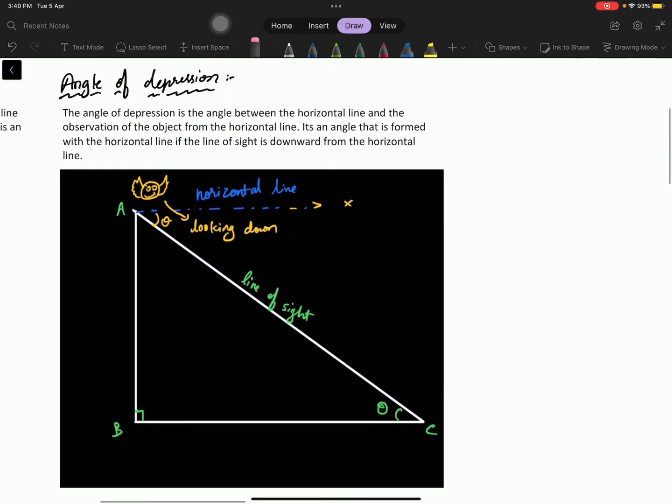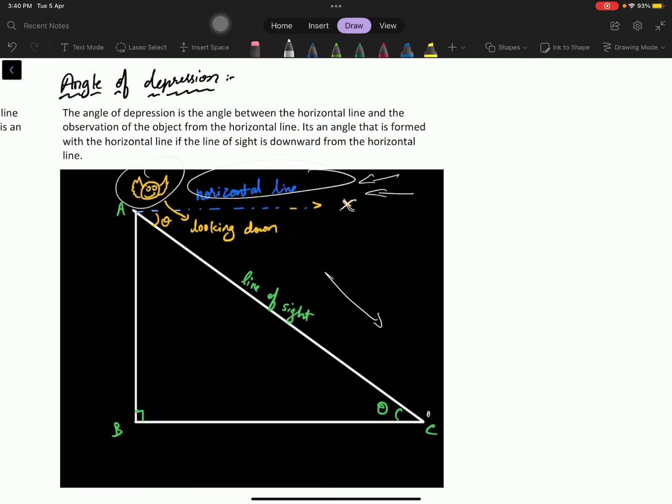It is essentially the same thing, but now you are looking down. So your eye meets the ground. The point where this guy right here looks down and meets the ground, his eye meets the ground. That is the line of sight. So the line from which he sees the ground is the line of sight. And the horizontal line now changes. It's going to be over here. The horizontal line comes here from A to X.